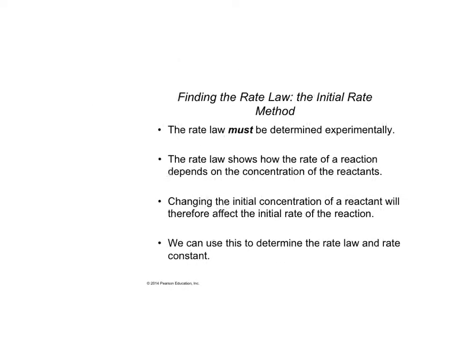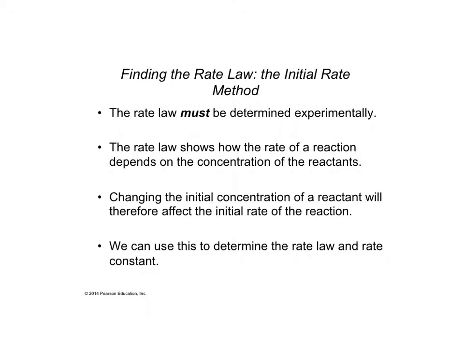So how do we actually figure out these orders with respect to these rate laws? Number one, these have to be determined experimentally. You can't just look at an overall chemical reaction and say, oh, I think it's going to be first order, or I think it's going to be second order. How are we going to actually determine this experimentally, though?